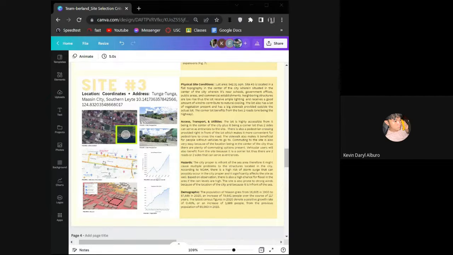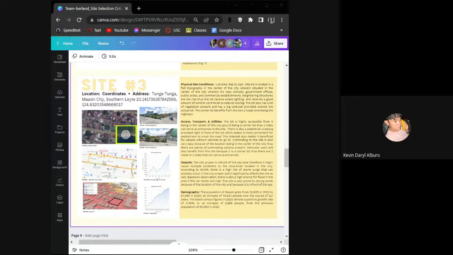The neighboring structures are low rise, and it receives ample lighting, according to Elijah. So access, transport, and utilities, it's the same for the rest. It's fairly accessible for both vehicles and pedestrians. For the hazards, the city proper is in front of the sea area, therefore it might cause multiple problems. And according to NOAA also, it's indicated here in red, so it is susceptible to storm surge.